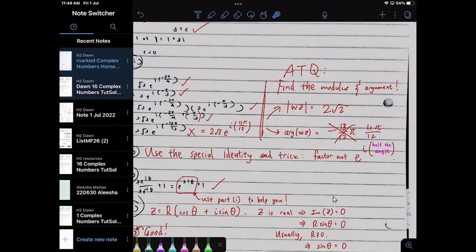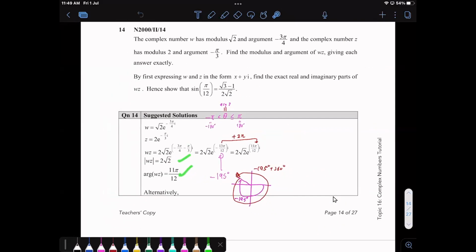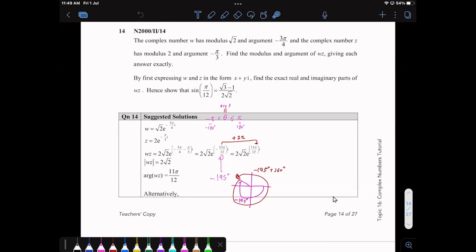The first part, modulus and argument. Then how do you continue? They also told you to rewrite the w and z in the form of x plus yi. What does that mean? You got w, you got z. Rewrite as x plus yi. How do you do it? Do you want to try? Take a piece of paper and pen and write it down, or you tell me verbally, maybe it's faster. W, how do we convert it?